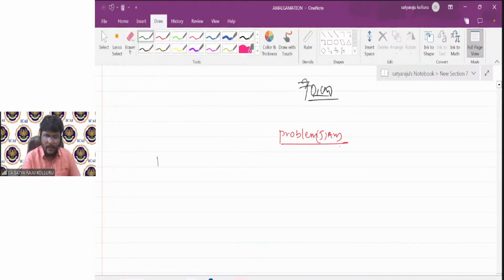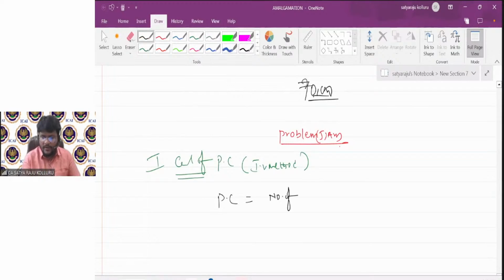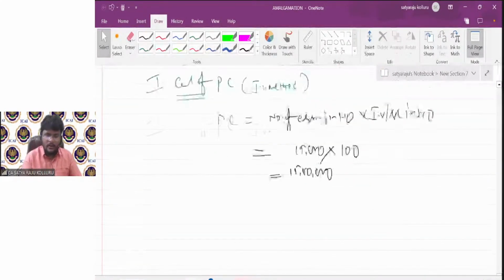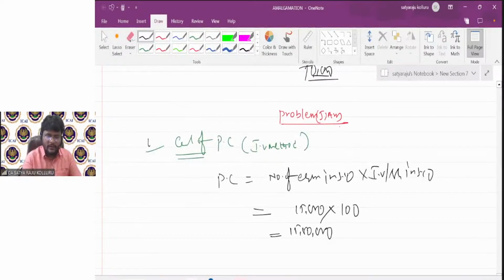First, calculation of PC under the intrinsic value method. PC is equal to number of equity shares in selling company into intrinsic value per share in selling company. So the number of equity shares is 15,000, and the intrinsic value per share in selling company was given as 100. Therefore, PC is equal to 15 lakhs. Next, this is a working note. Actually, it is not asked as a separate question, so you can provide it as a working note.